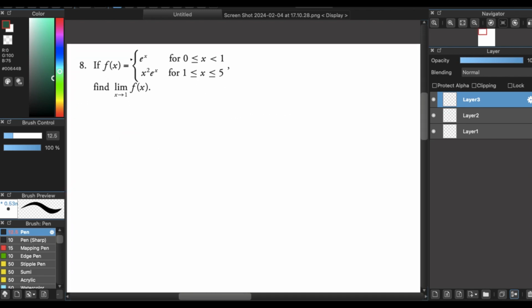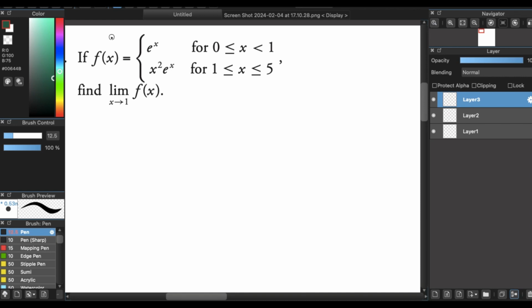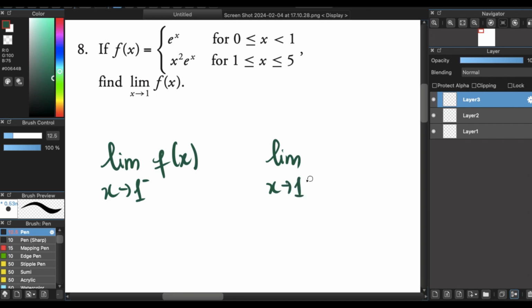If f(x) is like this, find the limit when x reaches the value of 1. So for this, we need to remember this. We have one-sided limits, right? And we also have this.